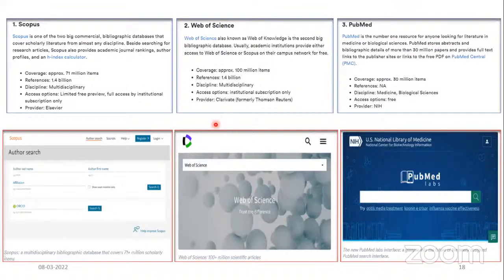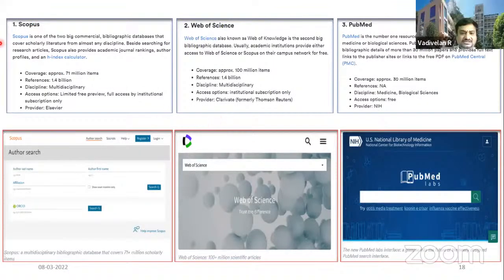If you see all these databases, as I mentioned, I'll just give an introduction, because whenever a person is going to write a new research, you should have an idea of collecting exactly what information is in each database. So Scopus is one of the biggest commercial bibliographic databases, and it covers almost all disciplines. Normally here they provide academic journal rankings, author profiles, and an H-index calculator. It is from the USA, and the provider is Elsevier. So it is multi-disciplinary.